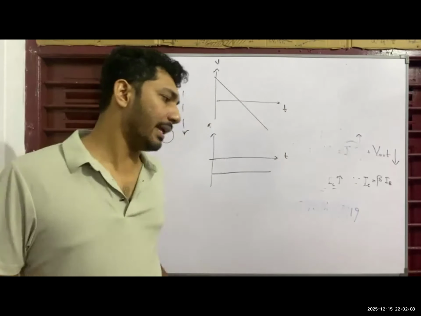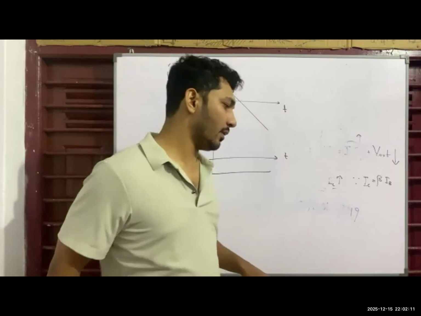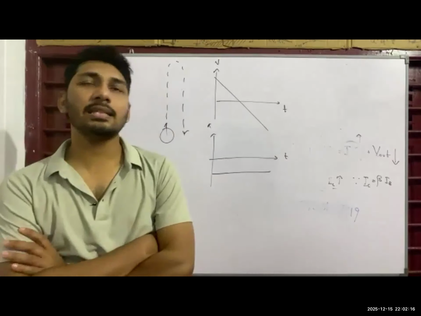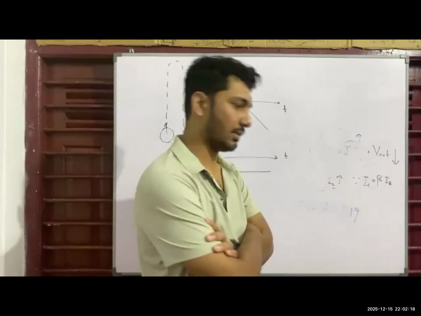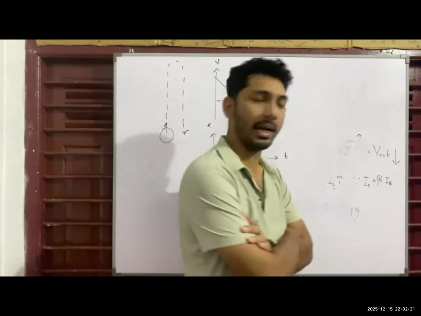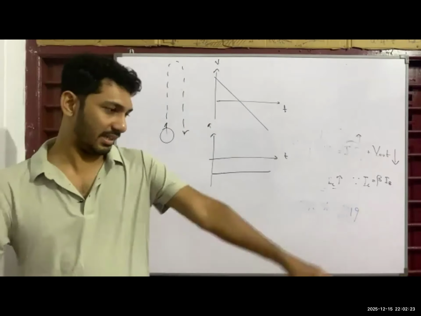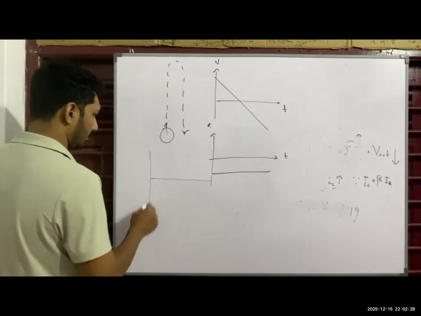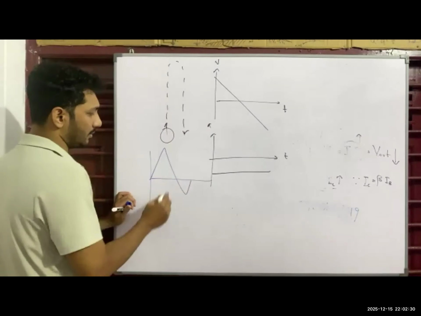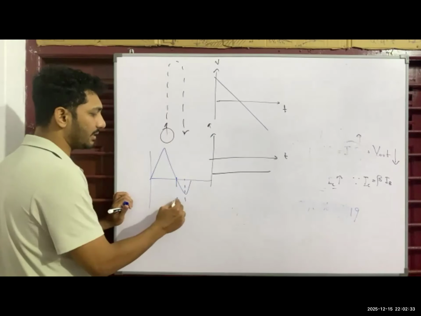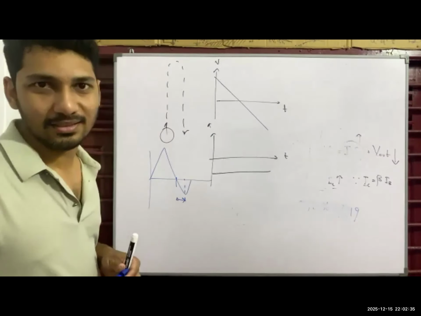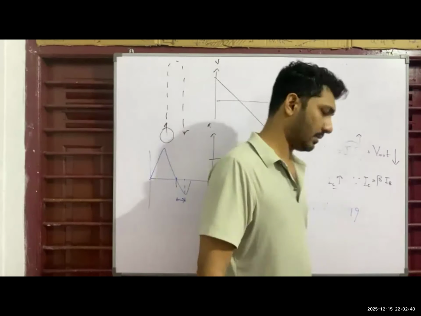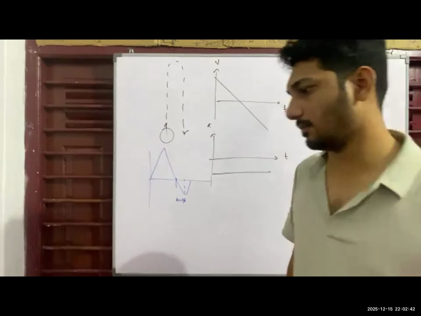C. Particle accelerates only during the time t0 to t1. Acceleration means increase of velocity. So that happens from 0 to t1, and in the opposite direction, it happens from t2 to t3. From here to here also it is acceleration, but in the opposite direction. But still you call it acceleration.